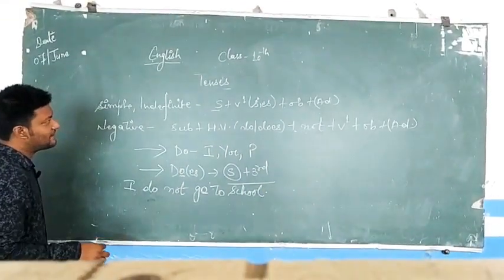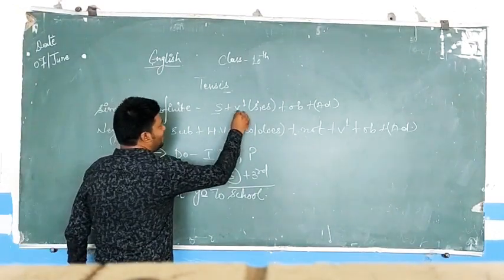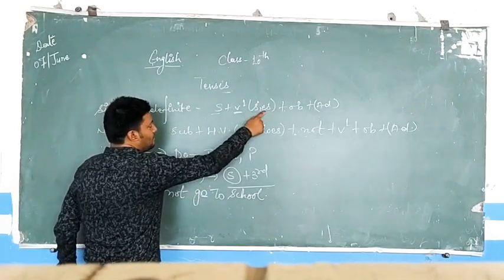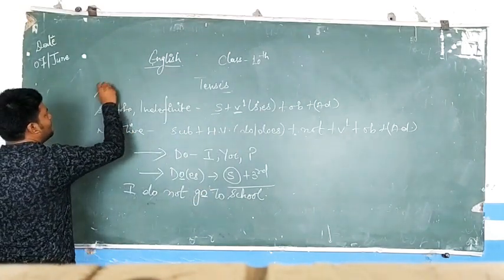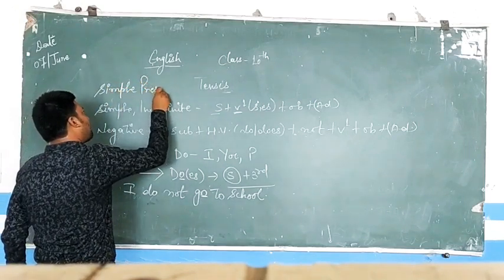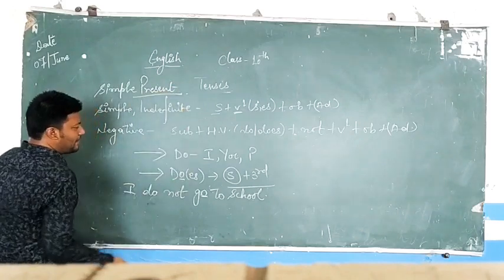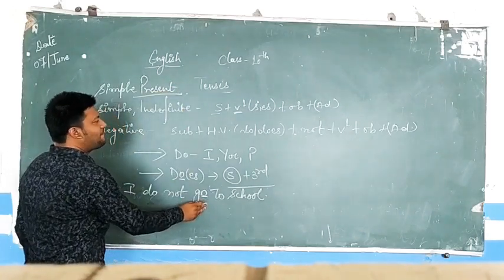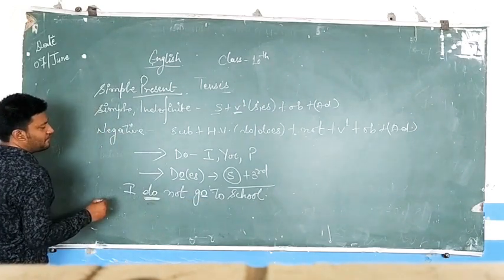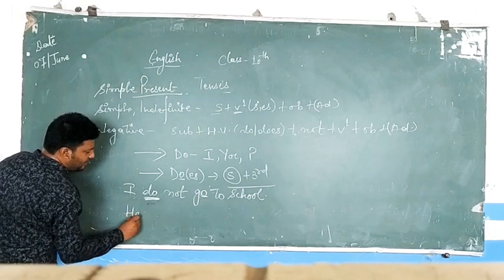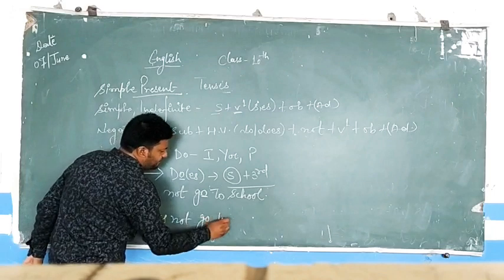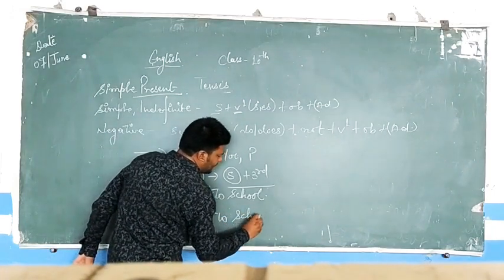Now very carefully listen to it. When the verbs end with O, I put ES in the simple present tense. But here I have not put any ES. Reason being, here do is here. Let's choose he: he does not go to school.